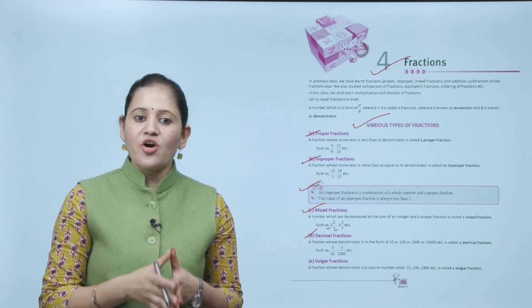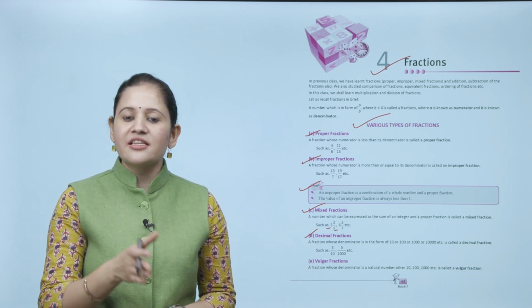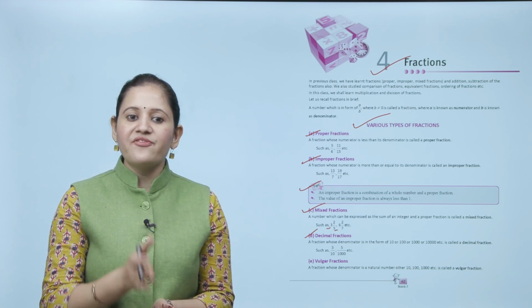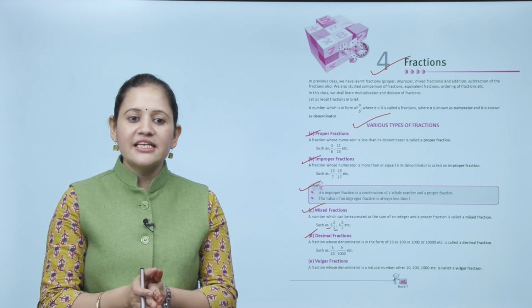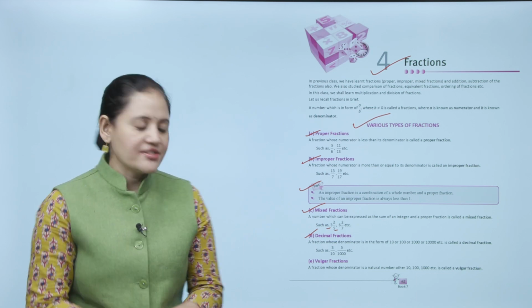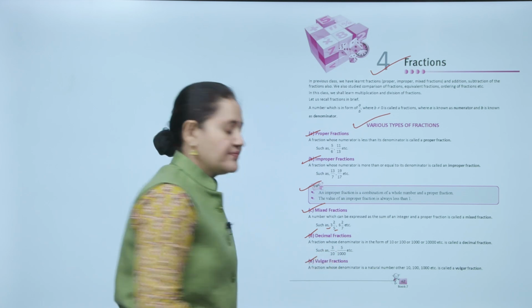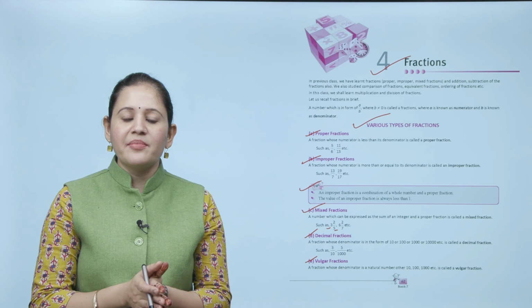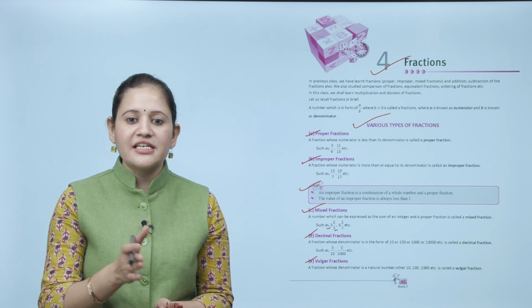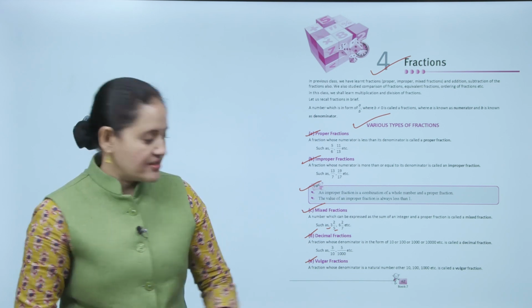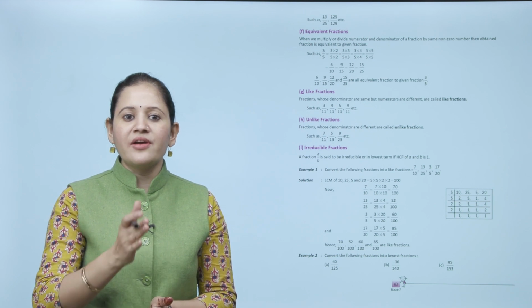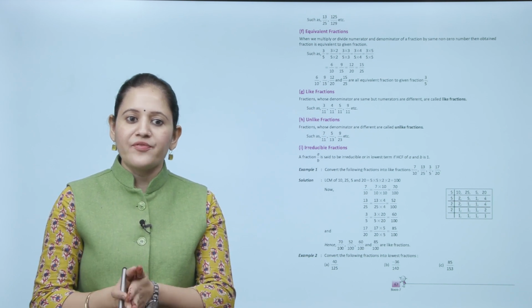Next, decimal fractions. A fraction whose denominator is in the form of 10, 100, 1000, 10,000, etc. is called decimal fractions, such as 3/10, 5/1000. All these are decimal fraction. Next, vulgar fraction. A fraction whose denominator is a natural number other than 10, 100, 1000, etc. is called a vulgar fraction, such as 13/25, 125/129. All these are vulgar fraction.